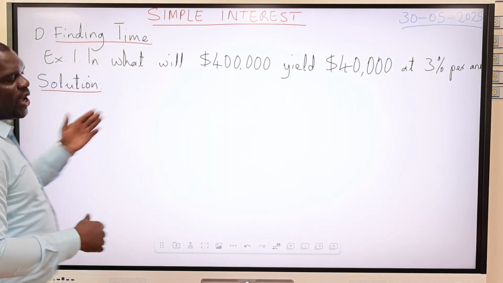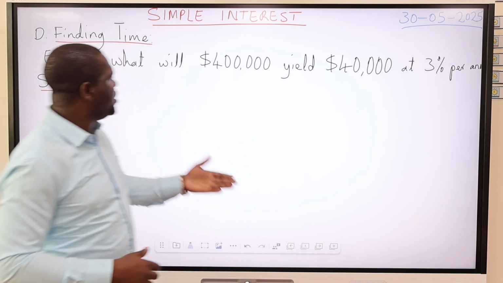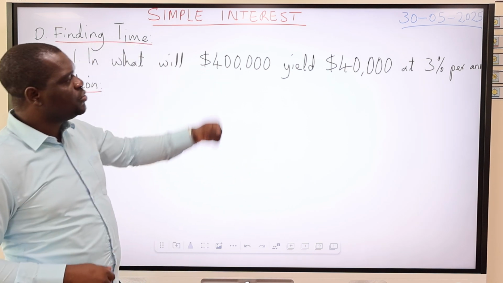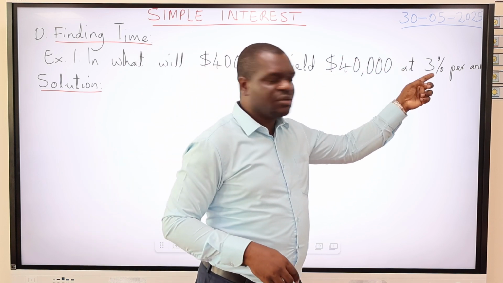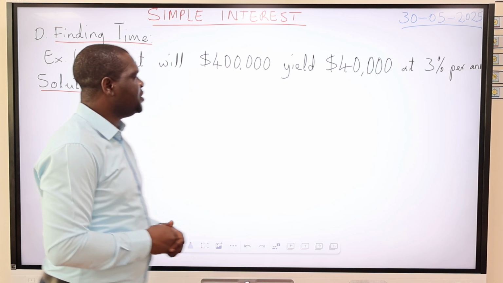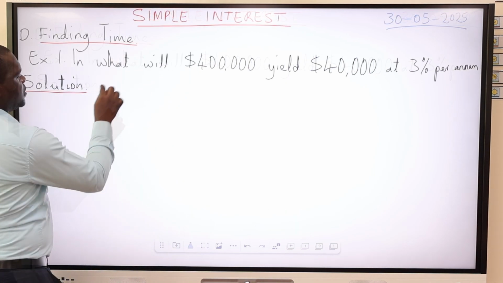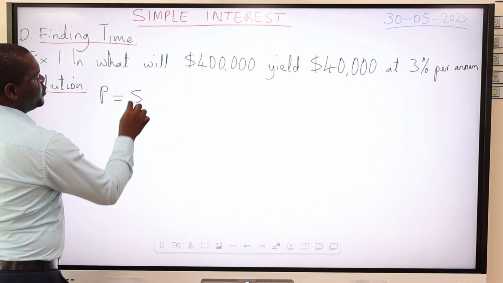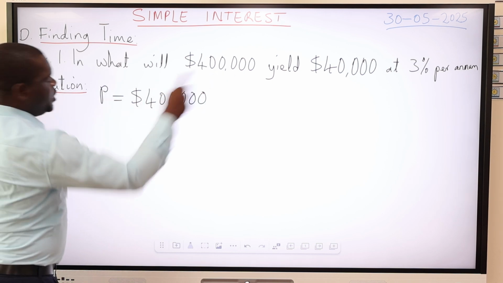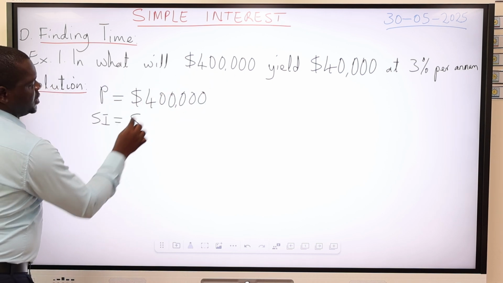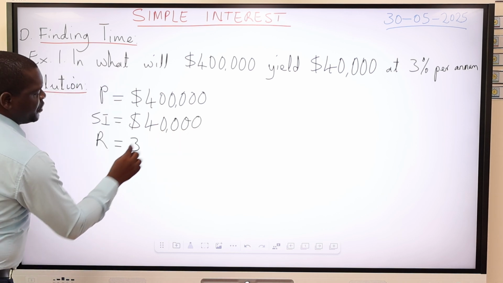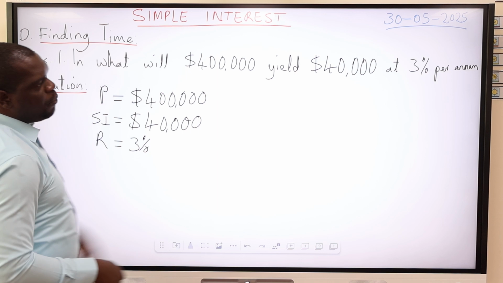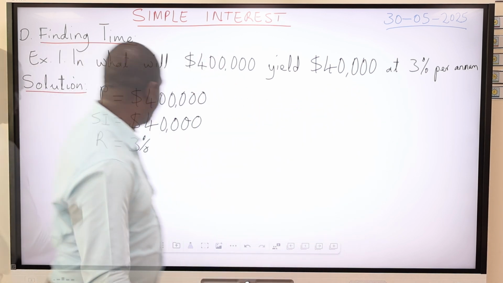In the solution, we identify what we know, and what we know is the principal, that's the main amount. We know the interest, that is what it yields, and we know the rate, which is stated as a percentage. So the principal, P, is equal to $400,000. We equally know the simple interest, which is $40,000. We know the rate, R, which is 3% per year or per annum, as it is stated over there.